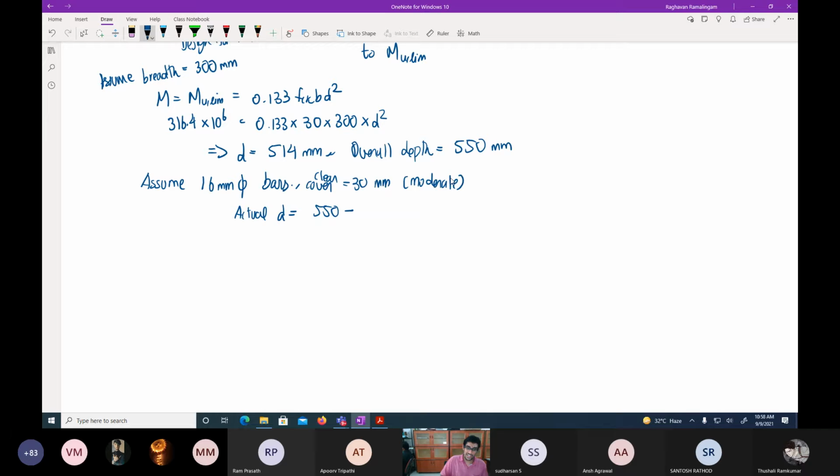Unless something is specified in the question, that it's a highly corrosive environment, or it's in a coastal area or something like that, always assume moderate exposure and take the appropriate clear cover. So minus 30 minus 16 by 2. This will be 550 minus 30, 520, and minus 8, 512 mm. So this and this are more or less the same, no issue. I will use this as the actual effective depth. So one part is done.